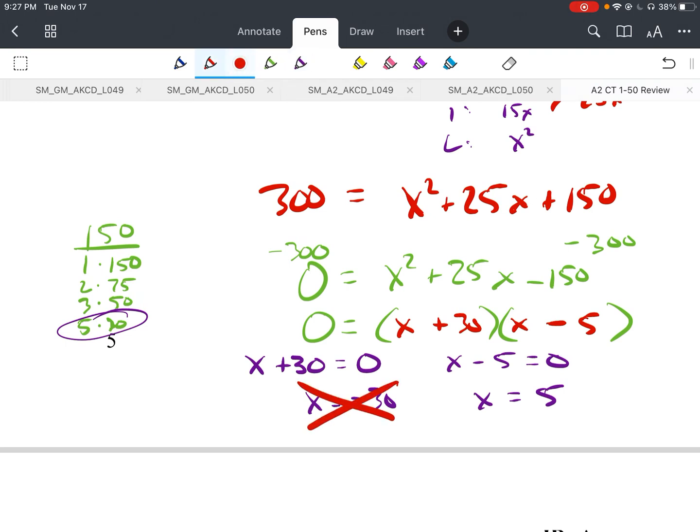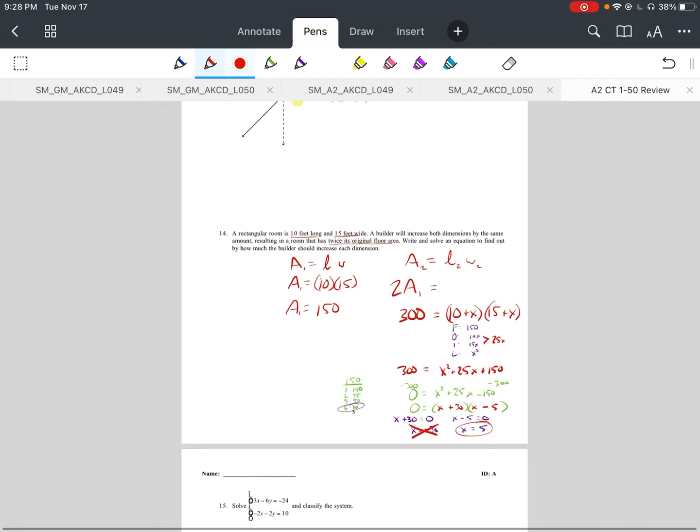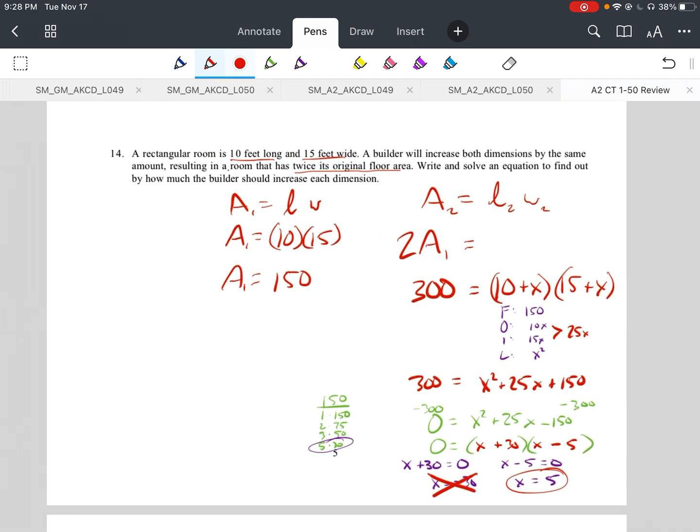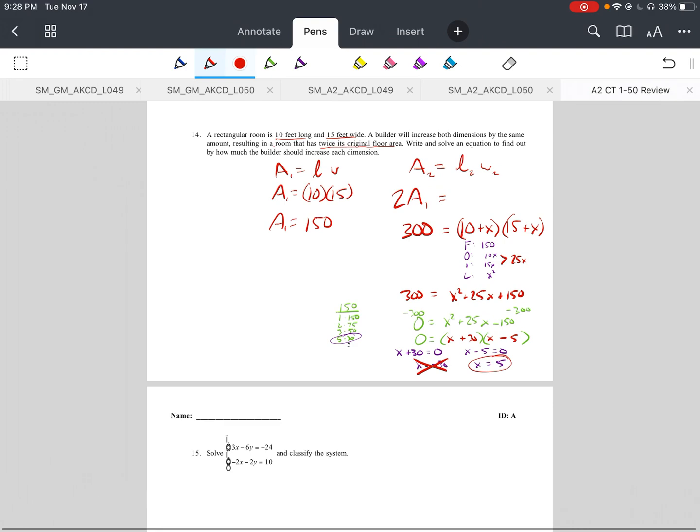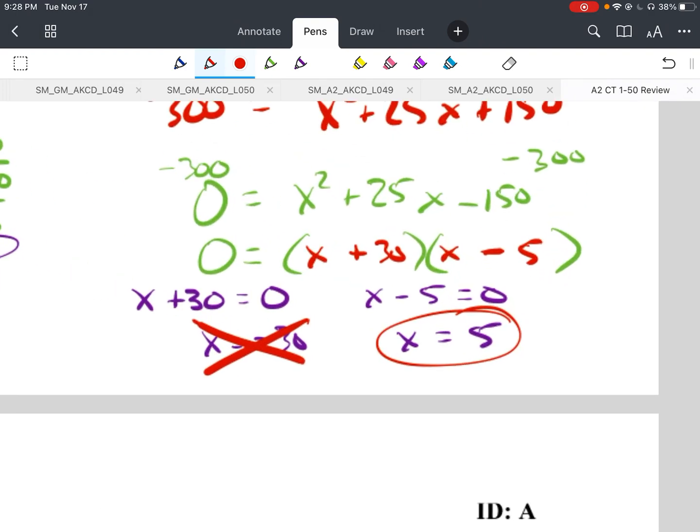Why did I reject it? Because you can't have a negative area. He said he increased that length there. And so it's going to be increasing it by 5. And how much the builder should increase in each dimension, he should increase it by 5. And you can test that just by putting a 5 multiplying out there. Okay? Good stuff. So x is 5.